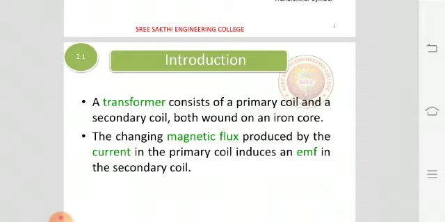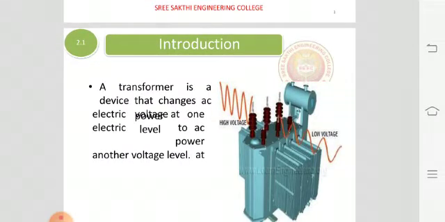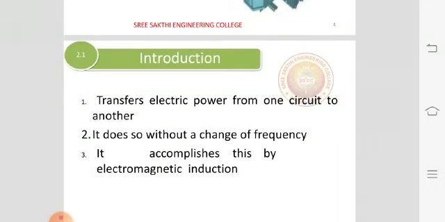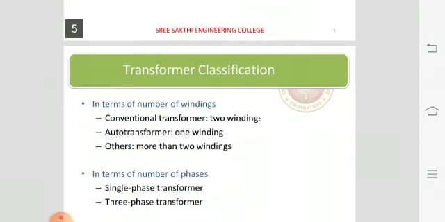The changing magnetic flux produced by the current in the primary coil induces an EMF in the secondary coil. A transformer is a device that changes the AC voltage at one electrical level to AC power at another electrical level. Transfers electrical power from one circuit to another. It does so without a change of frequency. It accomplishes this by electromagnetic induction.